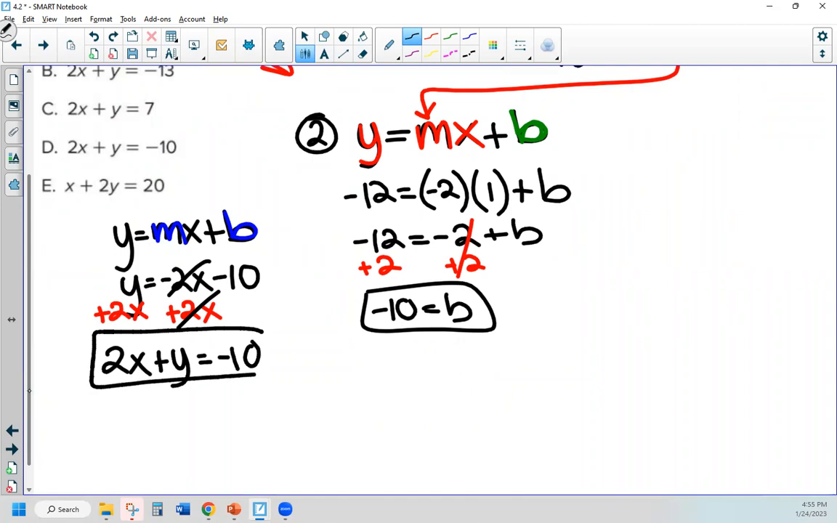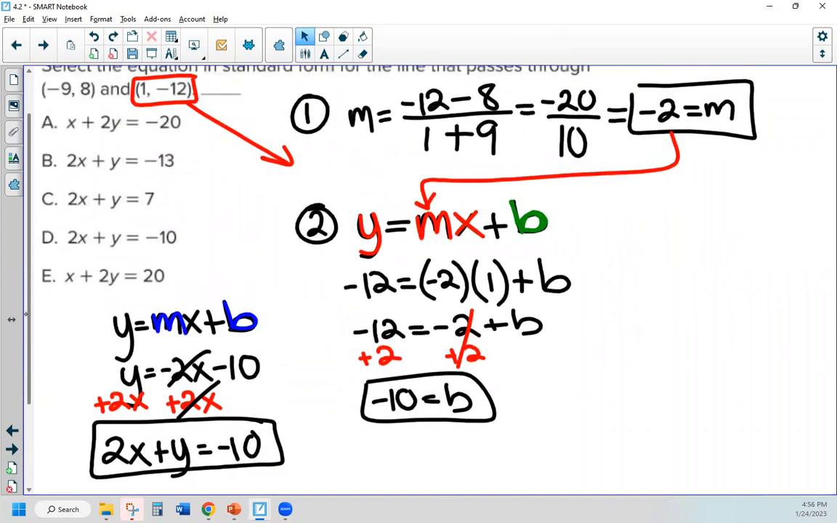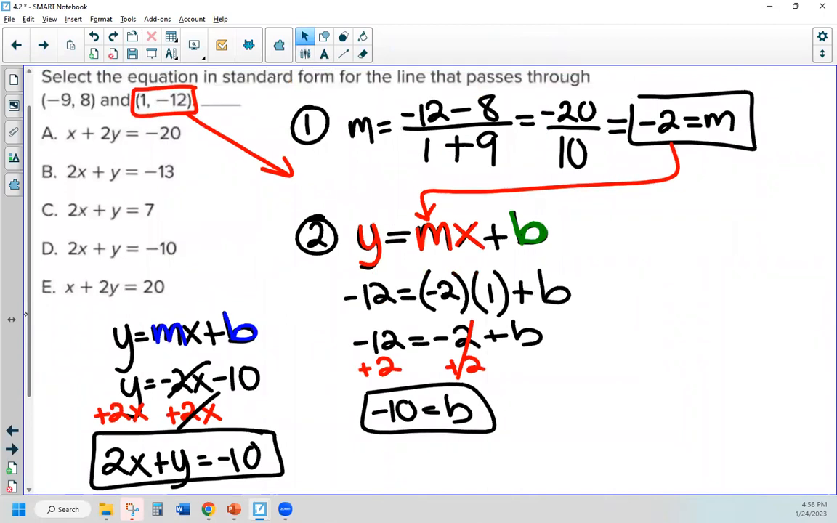I already know that this is my final because the 2x is positive. That's my leading term. It's positive. I don't have to multiply anything by negative 1. So I'm good to go. My answer here is 2x plus y equals negative 10. And that is going to be letter D.